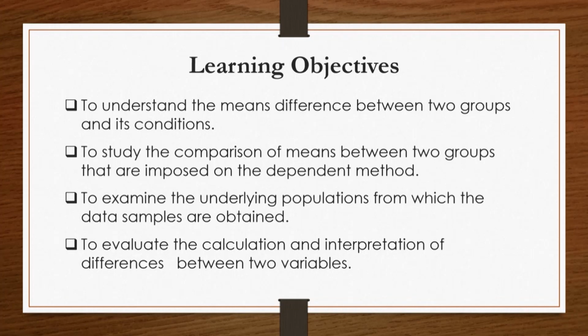In this lesson, we are going to learn the importance of studying hypothesis testing about the difference of means for two dependent correlated means, and an overview. Learning objectives. Let us begin: to understand the mean difference between two groups and its conditions; to study the comparison of means between two groups that are imposed on the dependent method; to examine the underlying population from which the data samples are obtained; to evaluate the calculation and interpretation of difference between two variables.